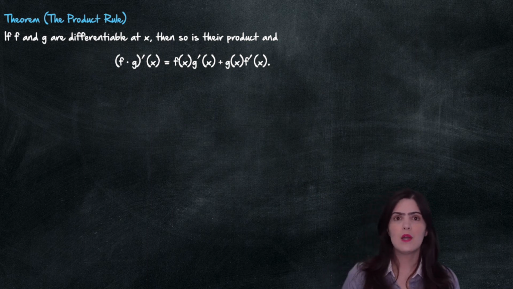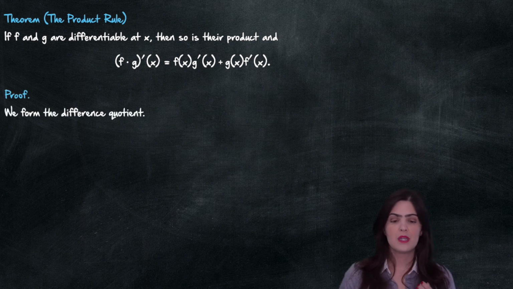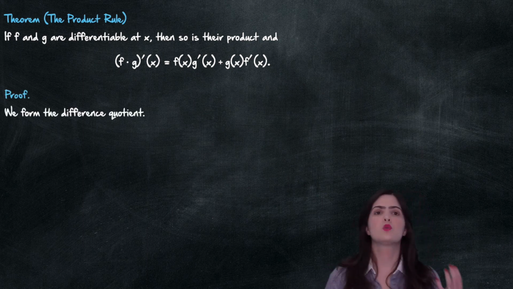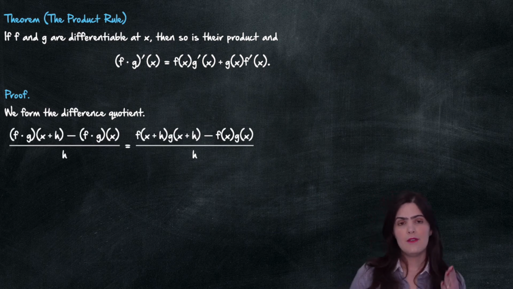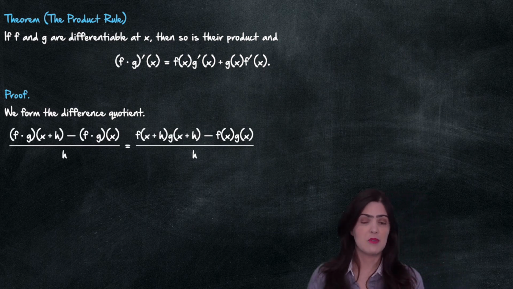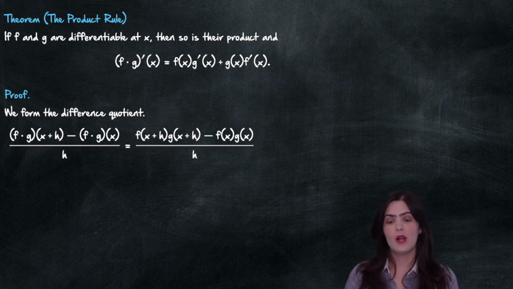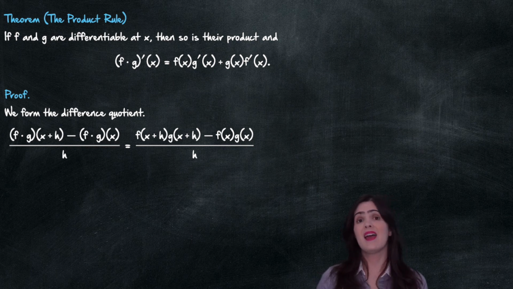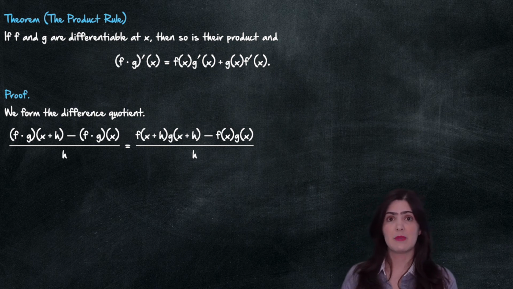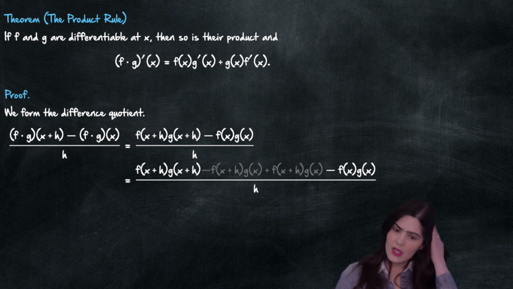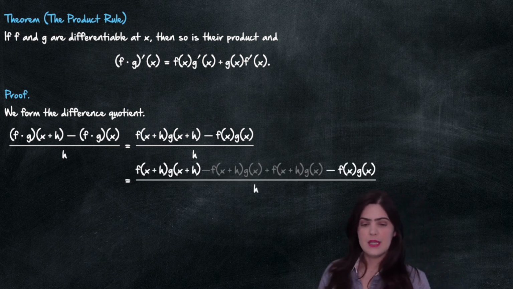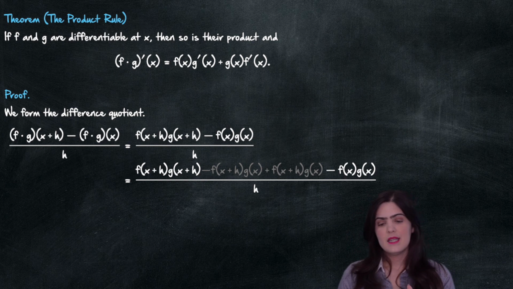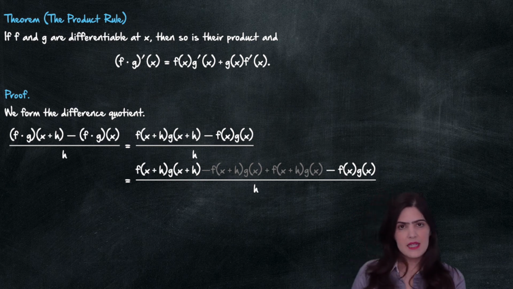So how can we write down the proof? Well, we first have to form these different quotients. So we have (f times g)(x plus h) minus (f times g)(x) over h, and (f times g)(x) is just f of x times g of x. So that's what we're going to write down here. This is f of x plus h times g of x plus h minus f of x times g of x over h.